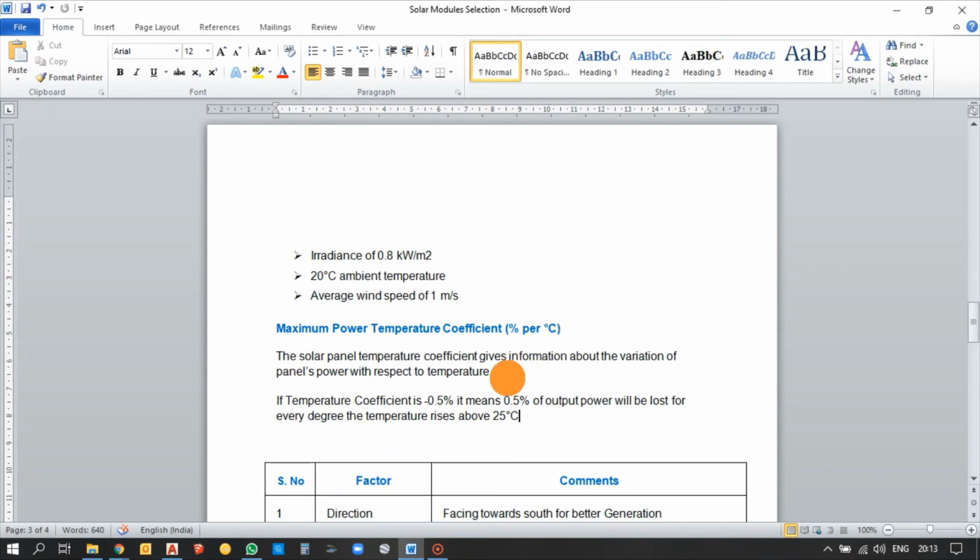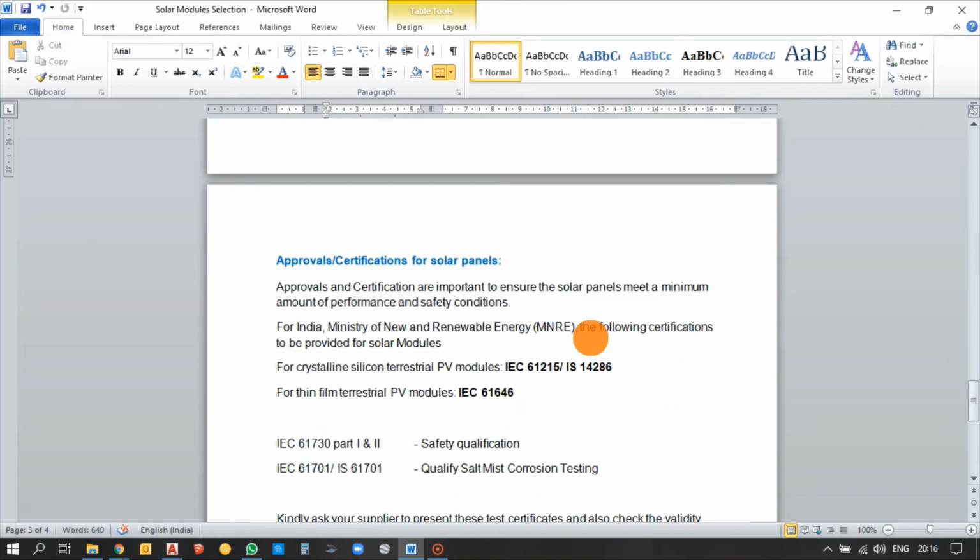So in case you have 25 degrees Celsius, if the temperature rises by 1 degree, minus 0.5% of power will be reduced from the solar cell. This is the factor which determines the percentage of power drop from the solar module.